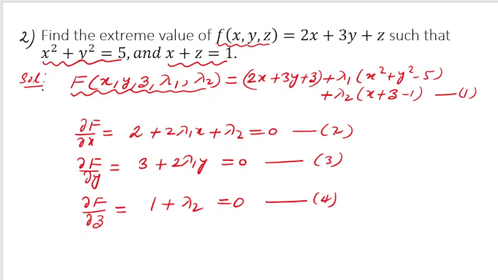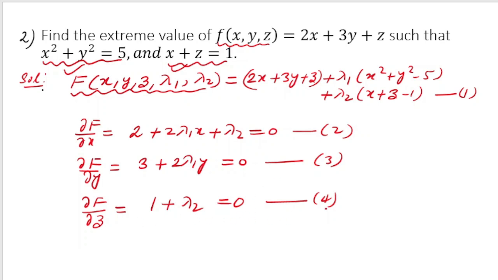Now I have to solve all these equations along with the given constraints x square plus y square is equal to 5 and x plus z is equal to 1 to get the critical point. So how to solve them? I will suggest you to pause the video at this moment and try to solve equations number 2, 3 and 4 with the help of these two constraints to get the critical points. Okay, so let us do that. I hope you have tried. Now I am going to move further to help you in case you have not been able to.